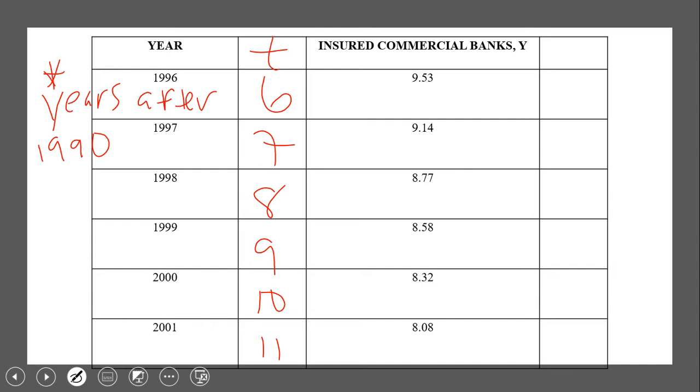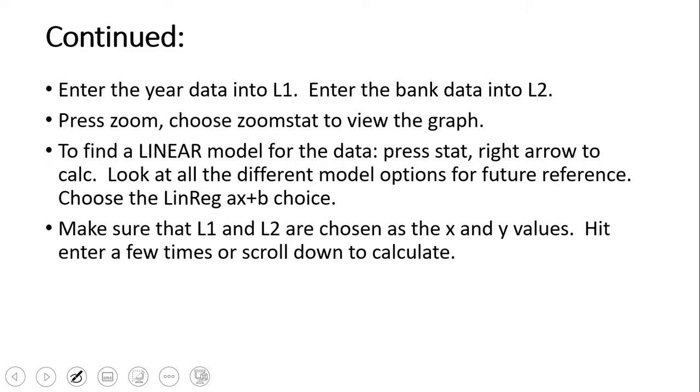So now we're actually going to go ahead and enter this data into the graphing calculator. You're going to list everything in the T column in list 1, and you're going to list all of the number of insured banks data in list 2. And again, we know that it's in thousands, so you can just leave it as 9.53, 9.14, etc. So coming up here are the steps of how you go ahead and do that. You're going to enter the year data into list 1. You're going to enter the bank data into list 2. And again, we went over a couple of slides ago how you do that.